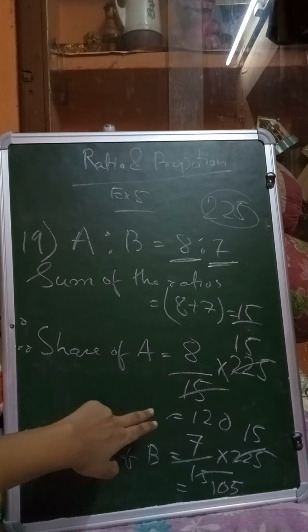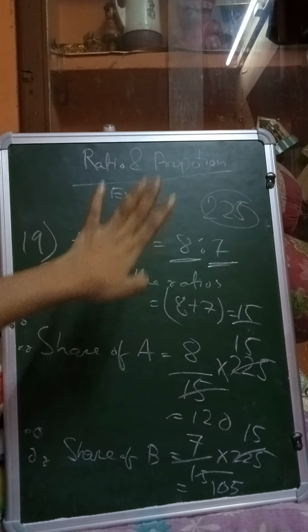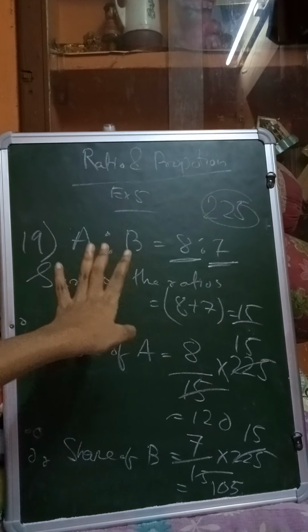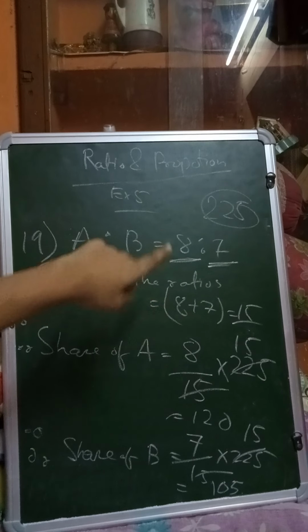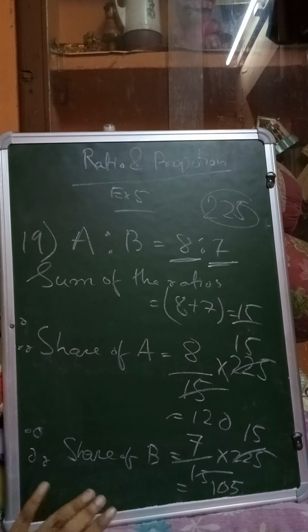If you add 120 and 105, you get 225. That means our sum is correct. If it's coming something else, different from whatever is given there, then your sum is wrong. So I hope this much is clear to you.